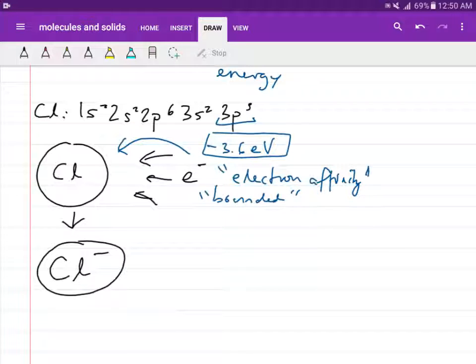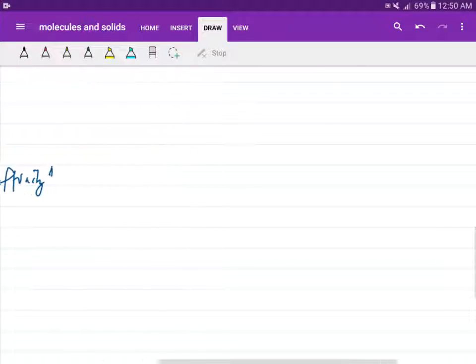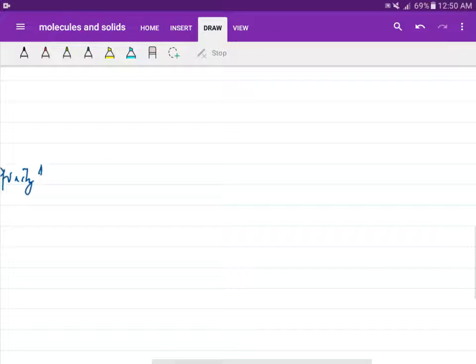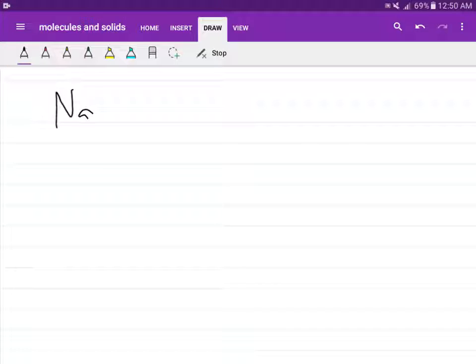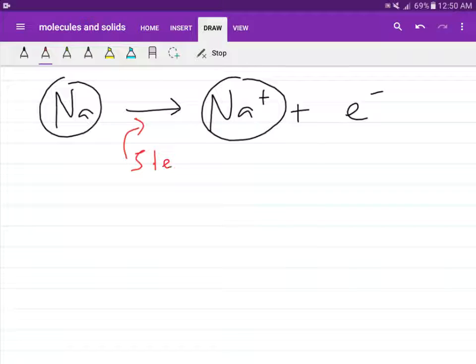So now let's try to independently take into account the energies that are needed to form a sodium positive ion and a chlorine negative ion. So here we have a neutral sodium atom. In order for it to form Na plus and one electron, you need an input of 5.1 electron volts.